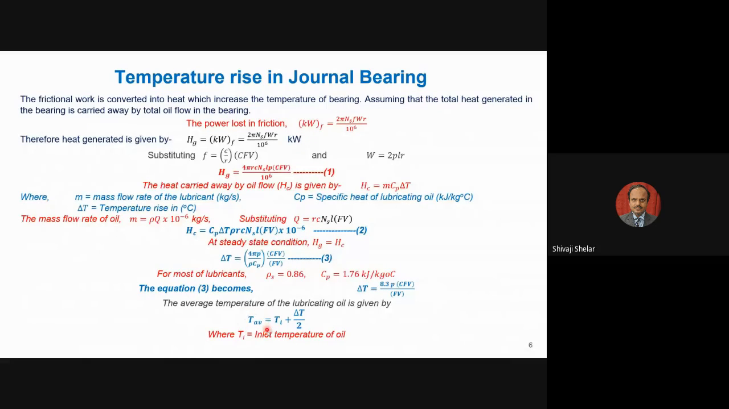This average temperature is important, and it should not cross a particular level. Otherwise, there is a large change in the viscosity value. To avoid that, you need to maintain a sufficient flow rate, that is, flow variable should be high. If your flow variable is high, then your delta T is low. To maintain this Q value higher, your side leakage should be minimum. To maintain the side leakage minimum, you should have a proper length. It should not be very infinite length. You should have a proper length, that L by D should be appropriate.